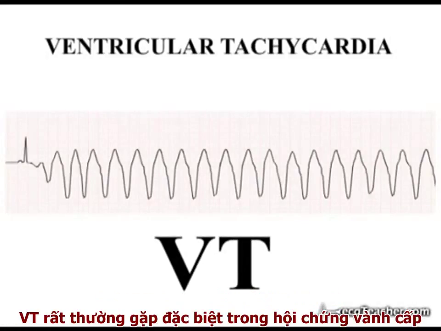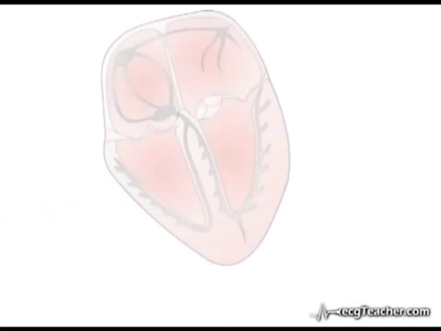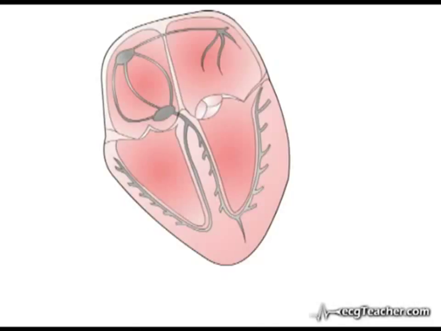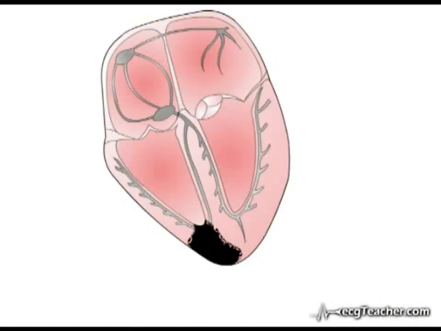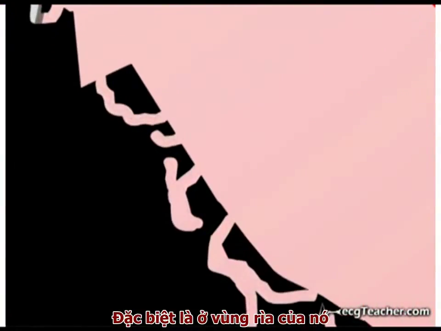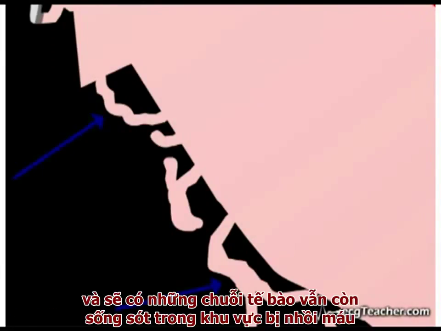VT is extremely common, particularly in the setting of acute coronary syndrome, and is potentially lethal. In the presence of coronary arterial obstruction, infarction of myocardial tissue is not generally uniform. Particularly at the margins of vascular territories, there may be a degree of overlap in blood supply between vessels, and it is possible for strands of cells to survive within the infarcted area.